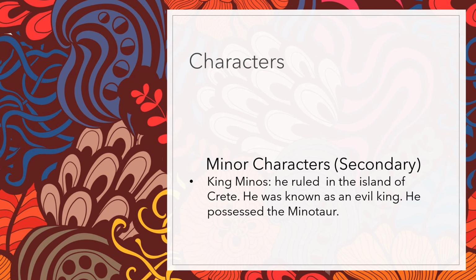Thus, in the characters, we have minor characters, which is a secondary. In this story would be King Minos. He ruled the island of Crete. He was known as an evil king. He possessed the Minotaur.